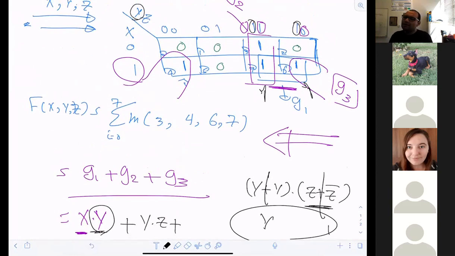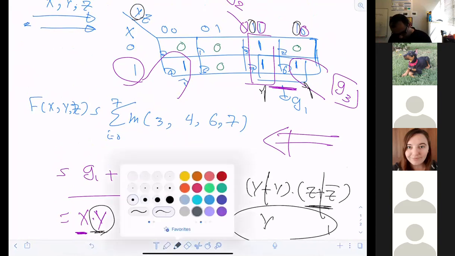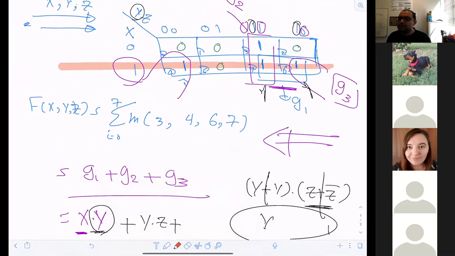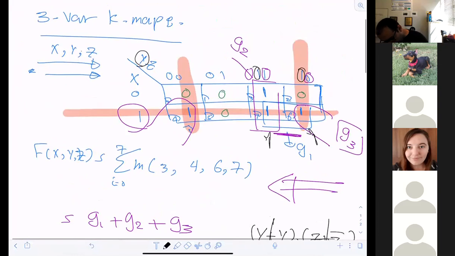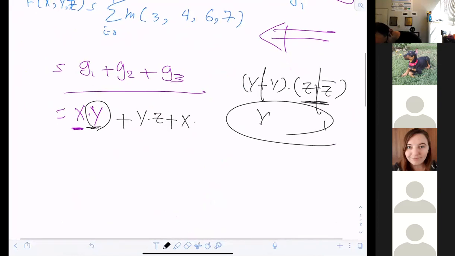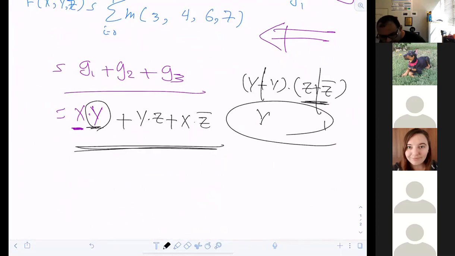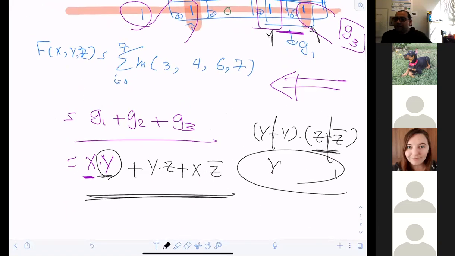Horizontal is what? X, right? Vertical is this one and this one, right? So in this case, you can just write X, ANDed with Z. Z is common here, but it's 0, so it's complement. So this is the final optimization. You cannot do more than that. This is actually the fully optimized.